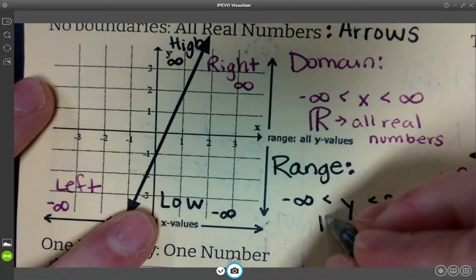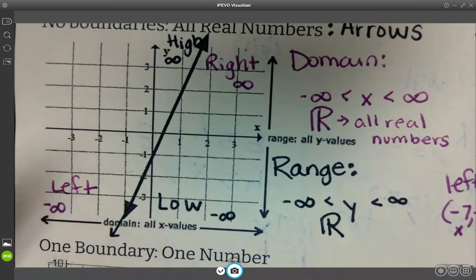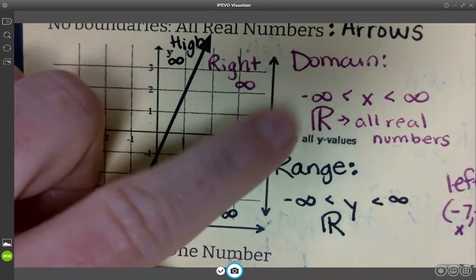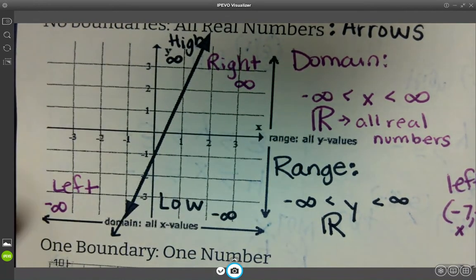So this is, again, all real numbers. Anytime you have a straight line that has arrows going both directions, negative infinity to positive infinity, you could write it as all real numbers.